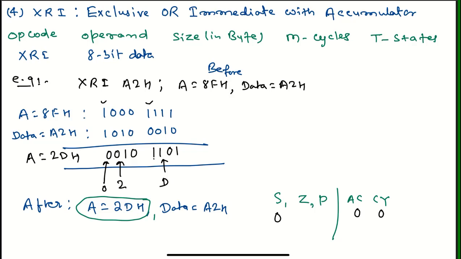Now the result is non-zero. It is here 2DH. So the result is non-zero. So that is the reason this zero flag will be zero itself.